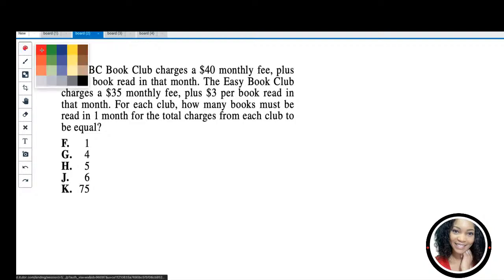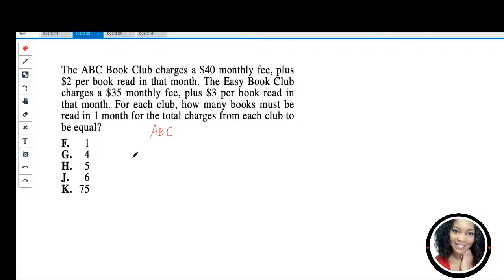So for the ABC Book Club, let's set up what the equation would look like. There's a $40 monthly fee. That's per month, and we're talking about monthly charges, so we can leave it at that. So we're going to do 40 plus $2 per book read. This is what's changing, because we're only talking about one month. So the thing that is changing is going to be the books read. So that's got to be our variable.